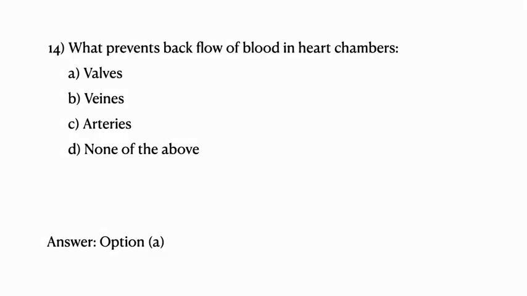Question number 14. What prevents backflow of blood in heart chambers? Option A, valves, B, veins, C, arteries, D, none of the above. Now children, tell me, what is the answer here? Yes, answer is valves. What does veins do? Veins and arteries, yes, they both are blood vessels which carry blood. So here valves is the correct answer, which prevents backflow of blood in the heart chambers.